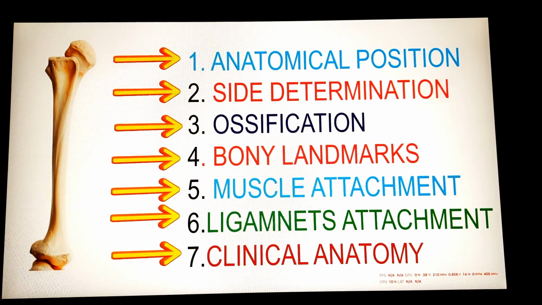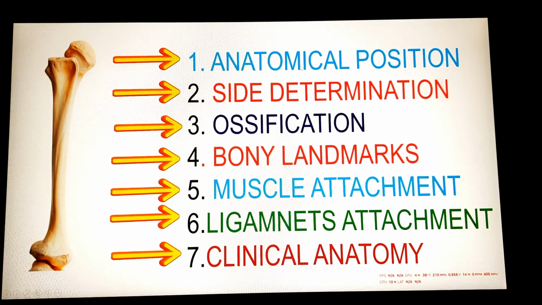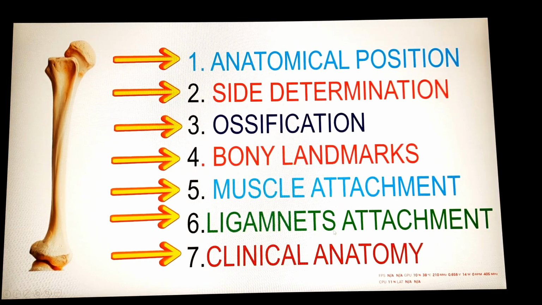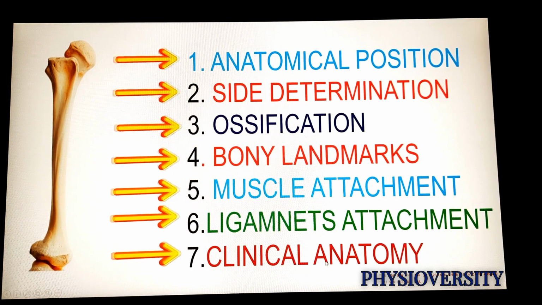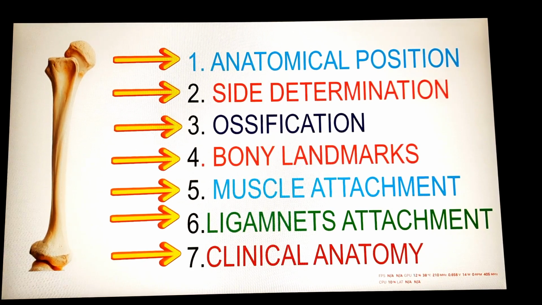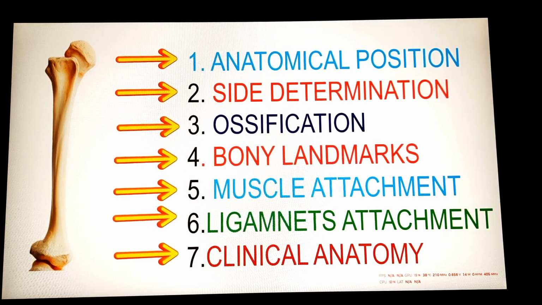We can see over here there are a total of 7 points. Number 1 is the anatomical position, number 2 is the side determination, number 3 is the ossification, number 4 is the bony landmarks, number 5 is the muscle attachment, number 6 is the ligaments attachment, and number 7 is the clinical anatomy. Whenever we read any sort of osteology, we need to remind these 7 points. Now one by one we will be reading and knowing each of the terminologies and the meaning of each.